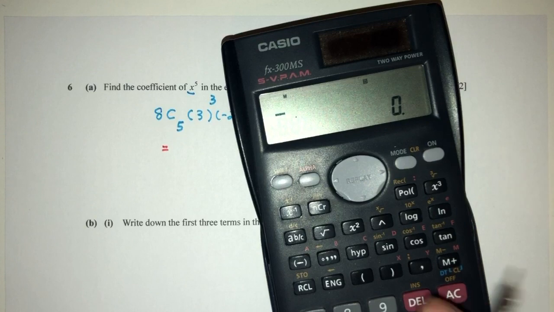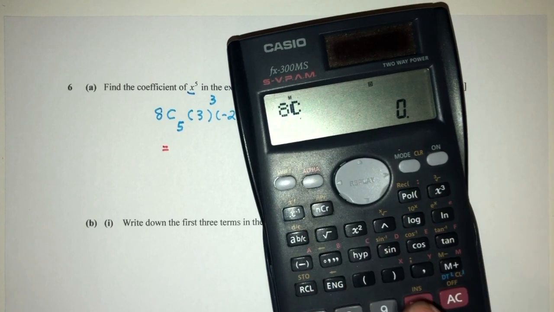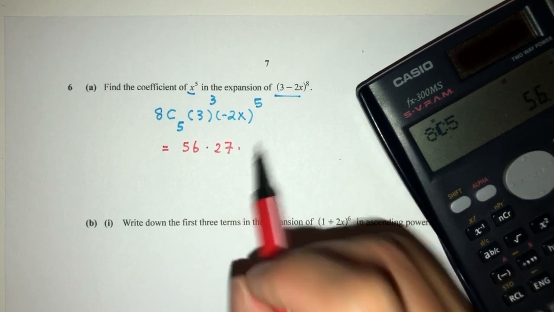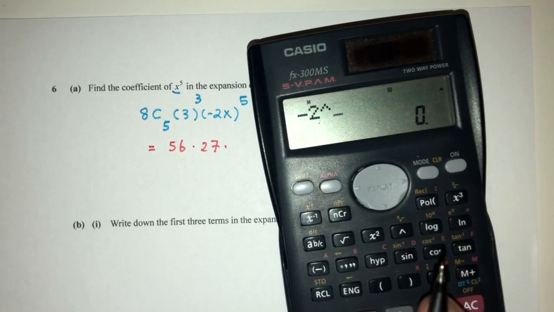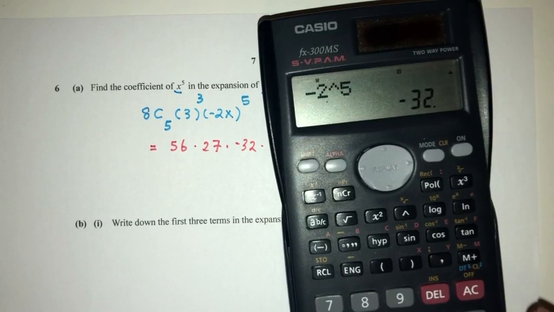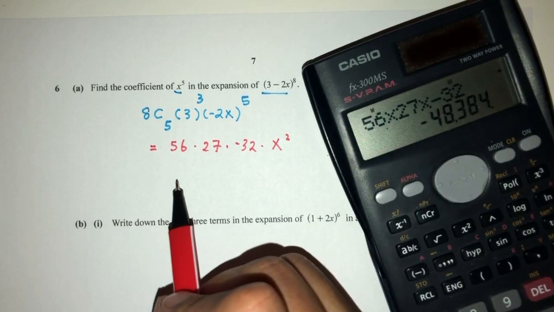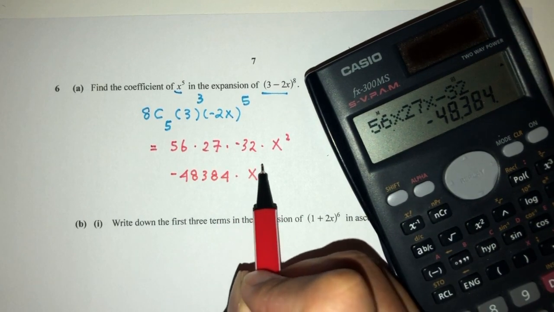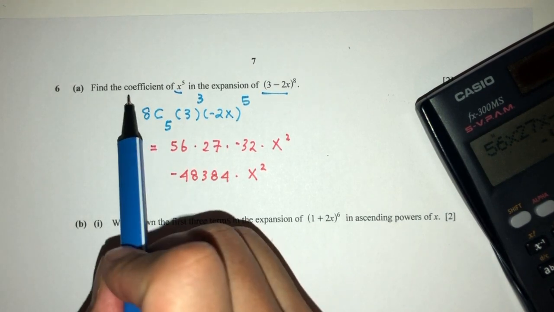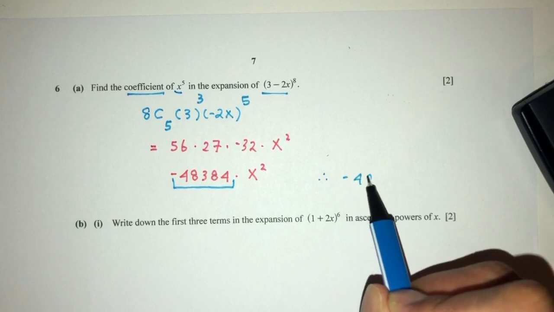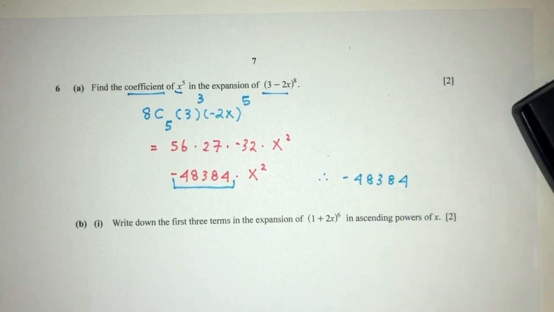Now let's see. 8 choose 5 will be 5, 6 times 2, 7 times 1. So minus 2 to the power 5 should be minus 32, and that will be x squared. So simplify 5, 6 times 2, 7 times minus 32, that will be minus 48384 x squared. However, the answer has to be only the coefficient, which is this one, which is minus 48384. That is the answer for part A.